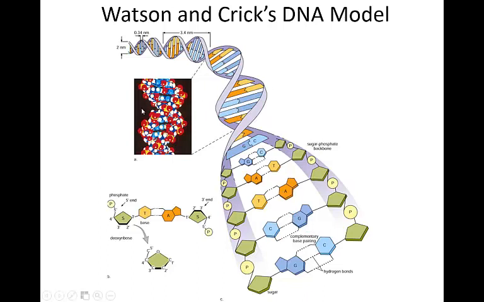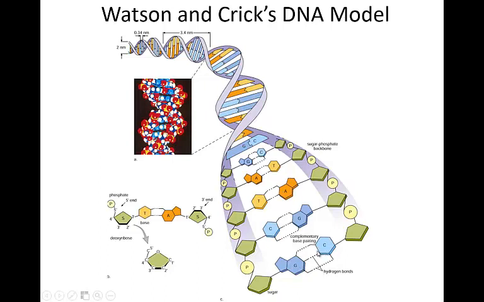It looks like this sort of twisted ladder if you look here at the space-filling model, or you can see that here in the diagram. There are four main bases in DNA, and we represent those as single letters: G for guanine, C for cytosine, A for adenine, and T for thymine. G's and C's are always going to bind each other, and A's and T's are always going to bind each other. This complementary base pairing consists of hydrogen bonds.